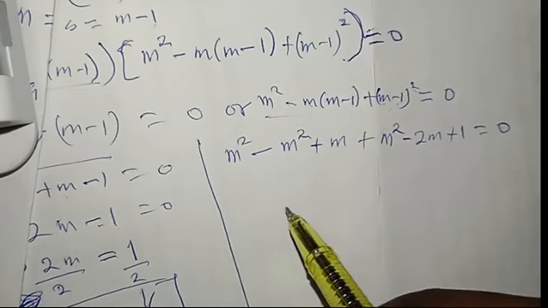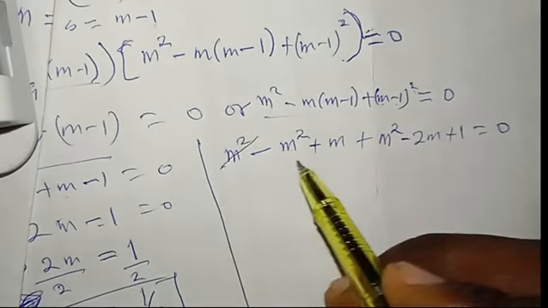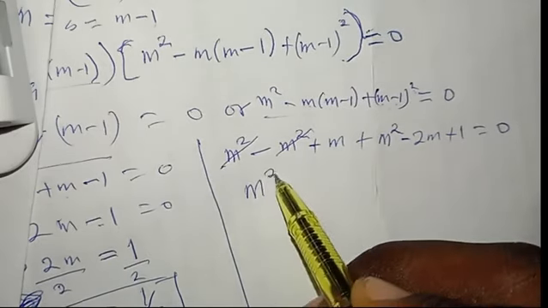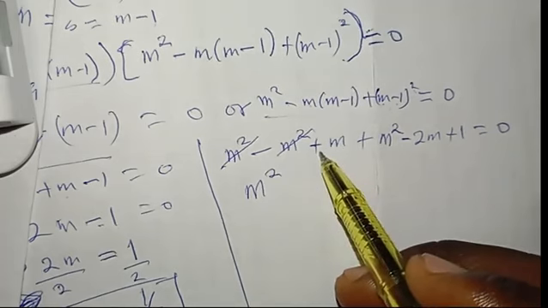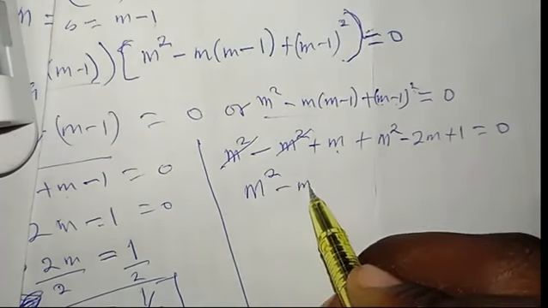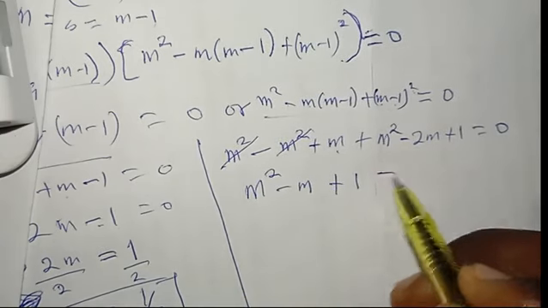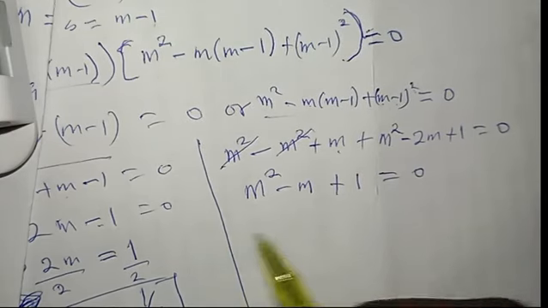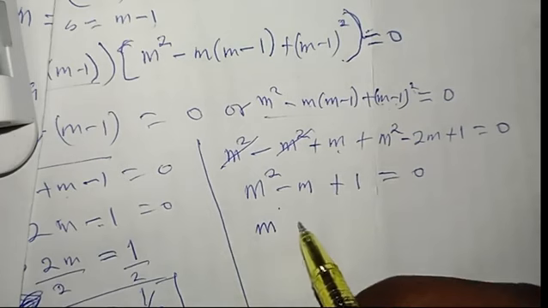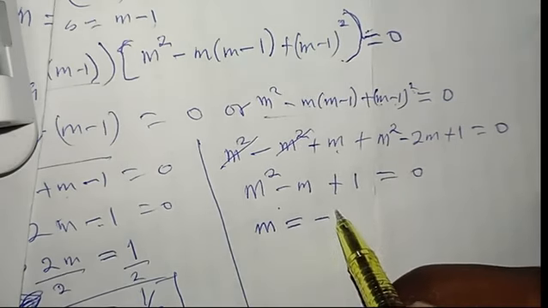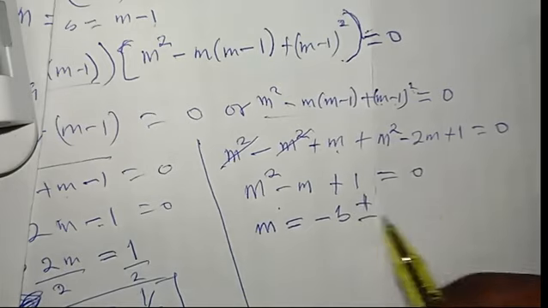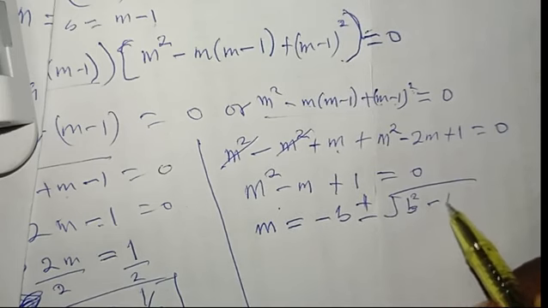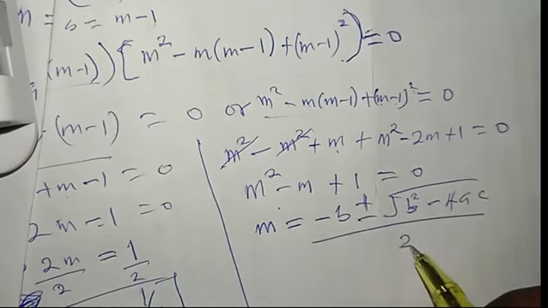Okay, so moving on, what I'm going to do is to simplify. This one can actually cancel this, and then I'm left with this m squared, okay, and then of course plus m minus 2m gives us minus m plus 1 is equal to 0. So that gives us another quadratic equation which is not factorizable. So using the formula method, which gives us the value of m to be equal to minus b plus or minus the square root of b squared, okay, minus 4ac divided by 2a.